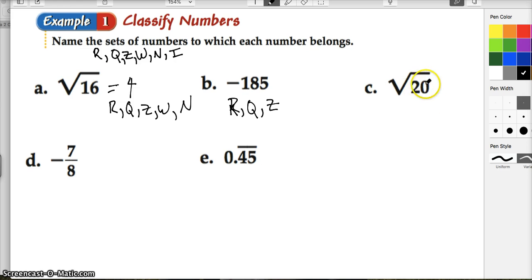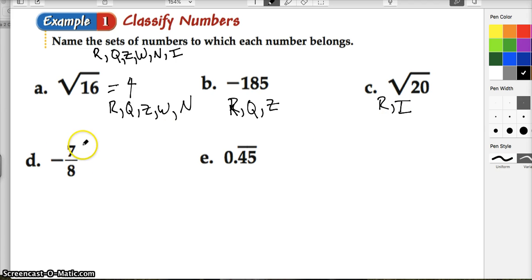The square root of 20, I can simplify this, but I can't resolve it. It's not going to come out to a nice whole number. And so because of that, it does not fit. It is a real number, but it does not fit in any of the other categories that we're talking about here. It is simply irrational.